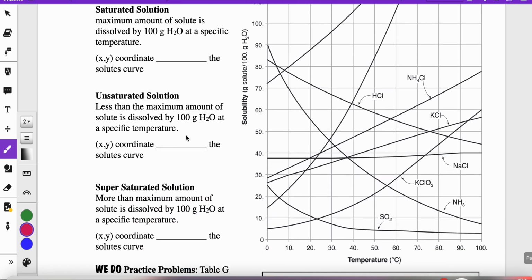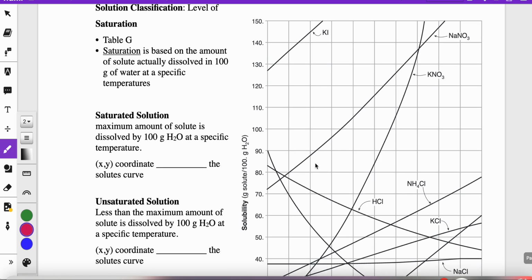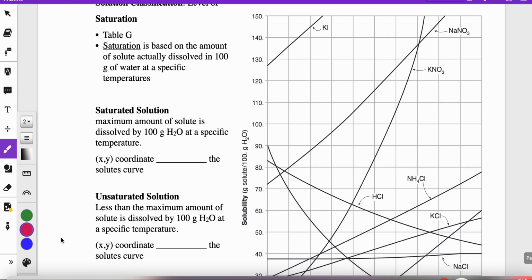Clarification and looking at a solubility curve, which is table G. The level of saturation is based on the amount of solute that is dissolved in the water. I want to point out a couple of things. Our graph is specifically based on 100 grams of water, and that is our solvent. That is the amount of solvent present, okay? And the solubility is how many grams of this solute can 100 grams of water actually dissolve?